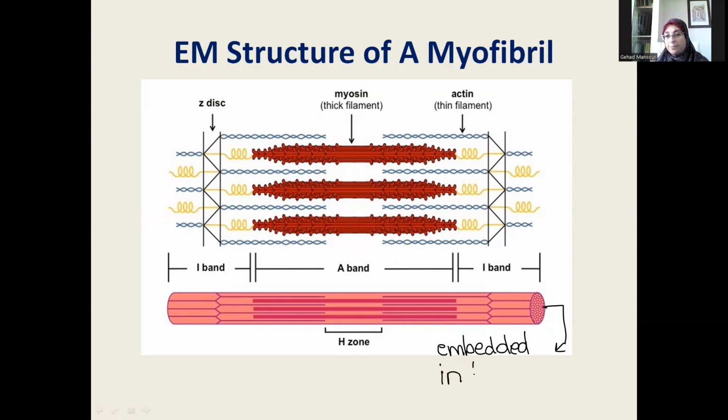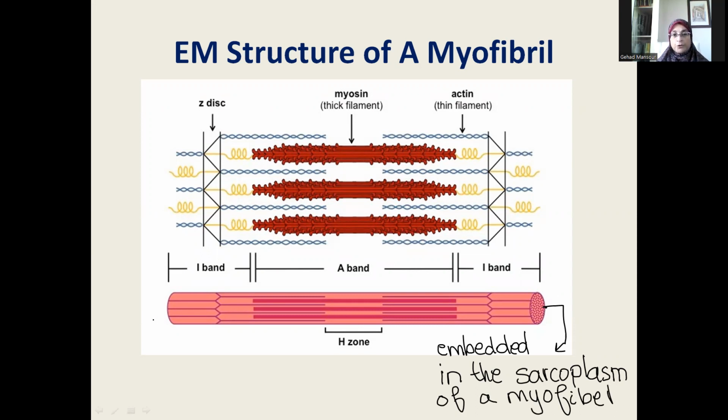They are embedded in the sarcoplasm of a myofiber. As you can see here in this picture of the myofibril, we have a dark band starting here and ending there, and another light band.